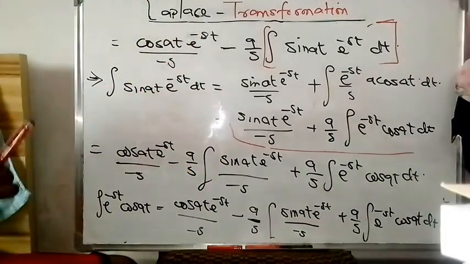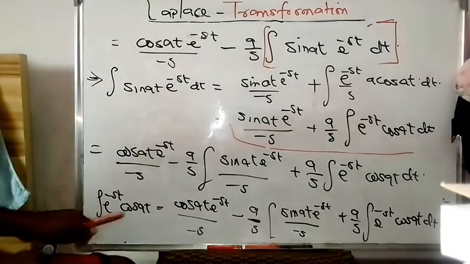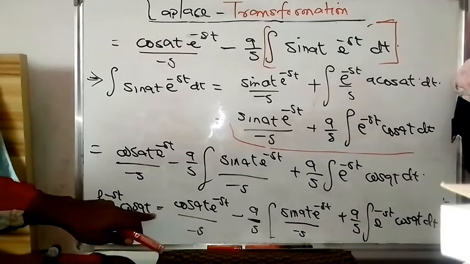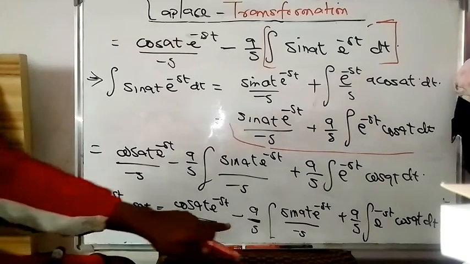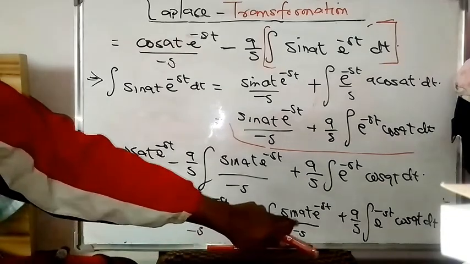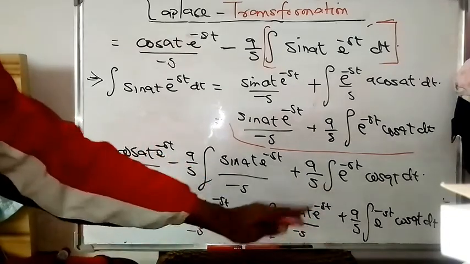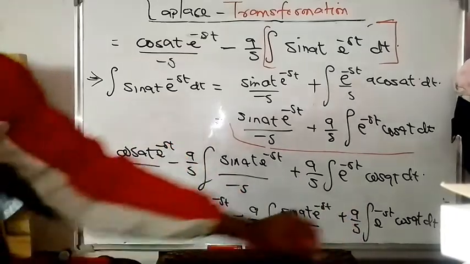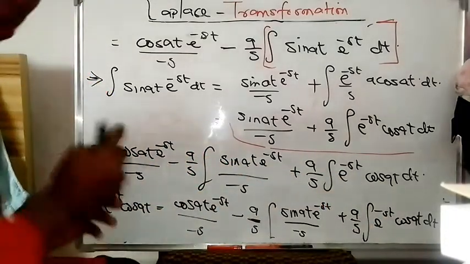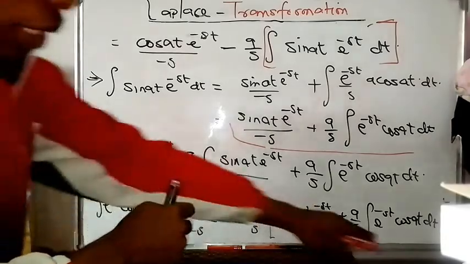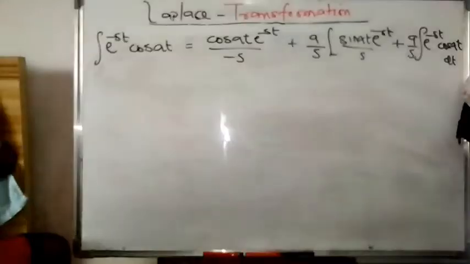So you see, we're integrating exponential minus st cos at, which is now equal to cos at exponential minus st divided by minus s minus a divided by s, open bracket, sine at exponential minus st divided by minus s plus a divided by s integral. The same thing we are having here is the same thing we are having here. So you see, there's a pattern. So this actually repeated and we have this. So what we are going to be doing now.